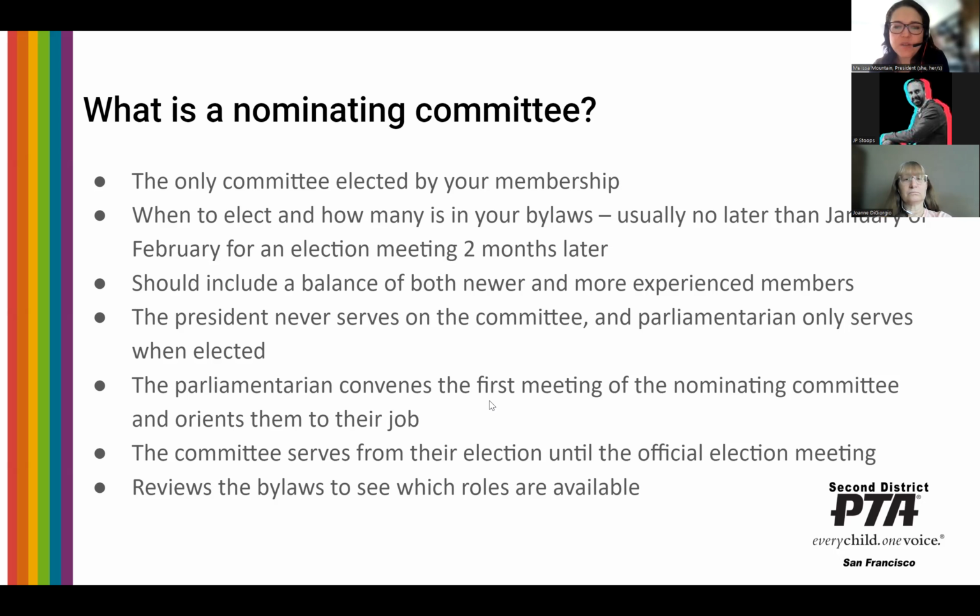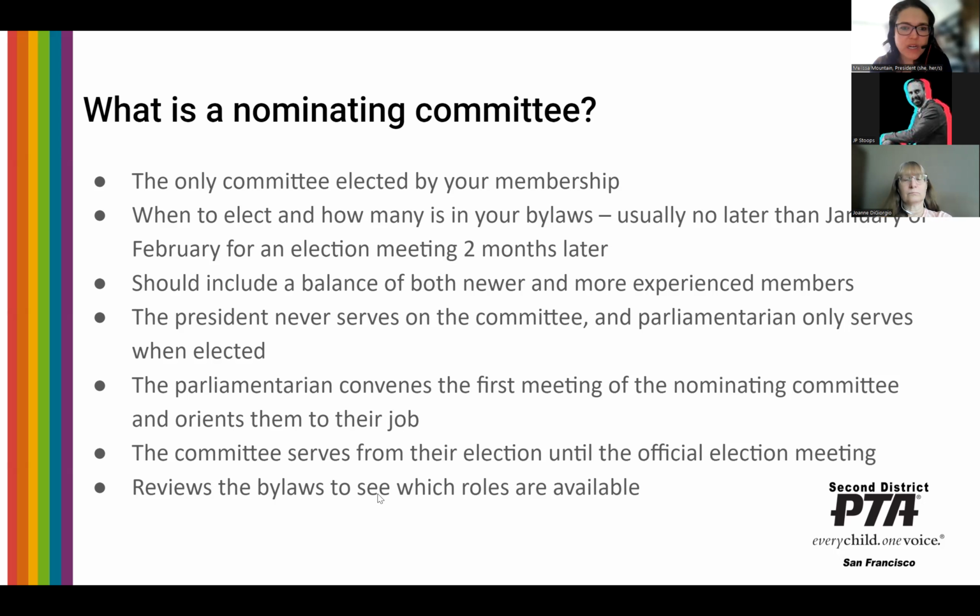So the parliamentarian brings together that first meeting. The first meeting of the nominating committee is just the time when you're explaining what their role is and giving them some tips on how to go about it. And there's tons of information about that on capta.org. This committee is a definite period of time, so that's always good to know that this isn't something that runs beyond the election. Once the election is over, the role of the nominating committee members is done.